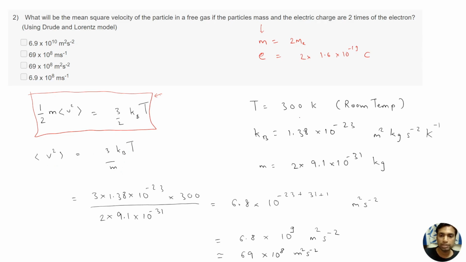Temperature we take by default as 300 Kelvin, room temperature, when nothing is specified. kB is the Boltzmann constant, and mass is 2 times the mass of electron. You plug everything in and you get a value which is very close to 6.9 into 10 to the power 8 or 6.8 into 10 to the power 9. This part is clear, right? Is it clear? Yes, sir. Okay, cool.